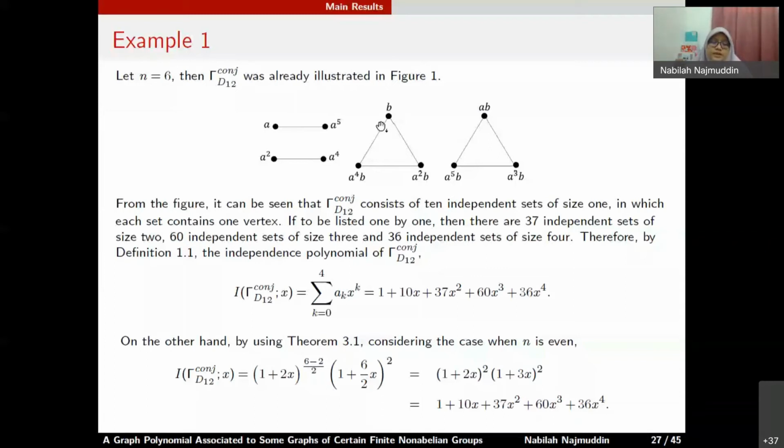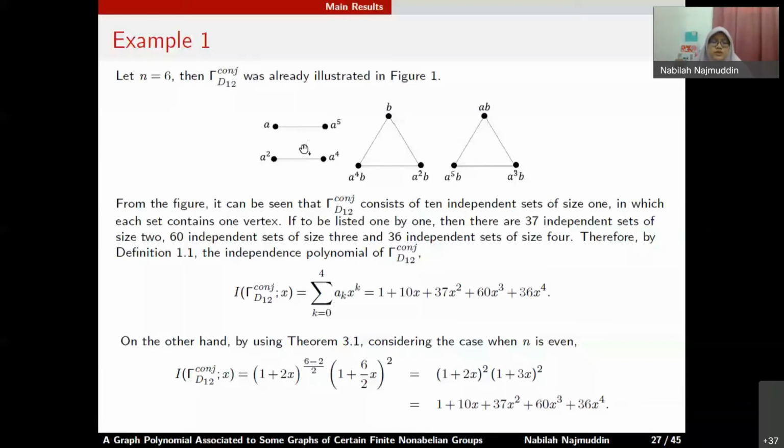And then there are 60 independent sets of size 3, such as A with A4 with B, A with A2 and AB, and so on. And then 36 independent sets of size 4 include A, A2, B, AB, A, A4, A4B, A5B.